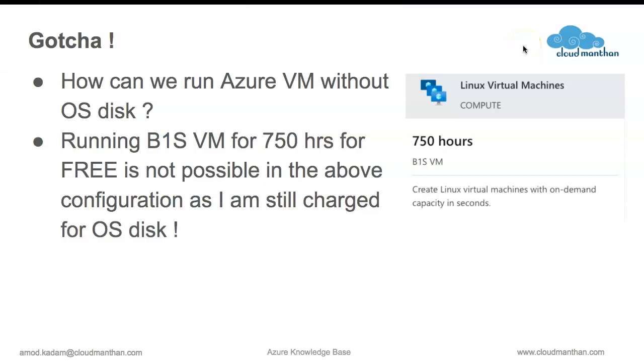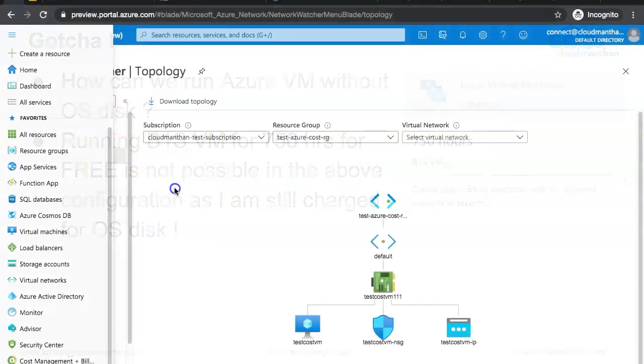Now the question is, how can we run Azure VM without OS disk? Now running B1S VM for 750 hours for free is not possible in the above configuration as I am still charged for the OS disk. So let me go to Azure console.